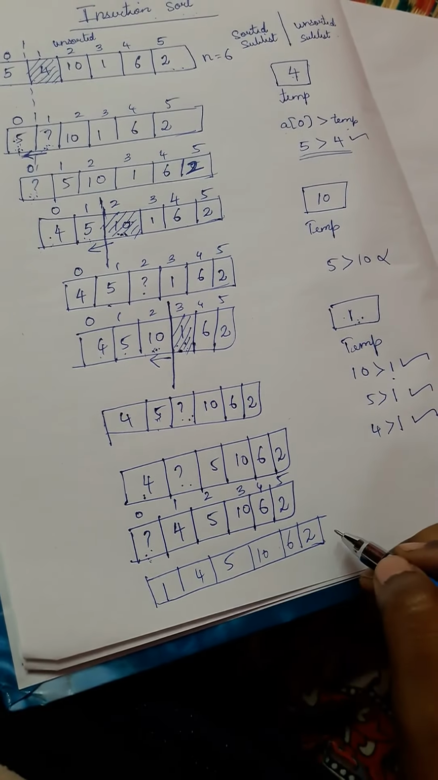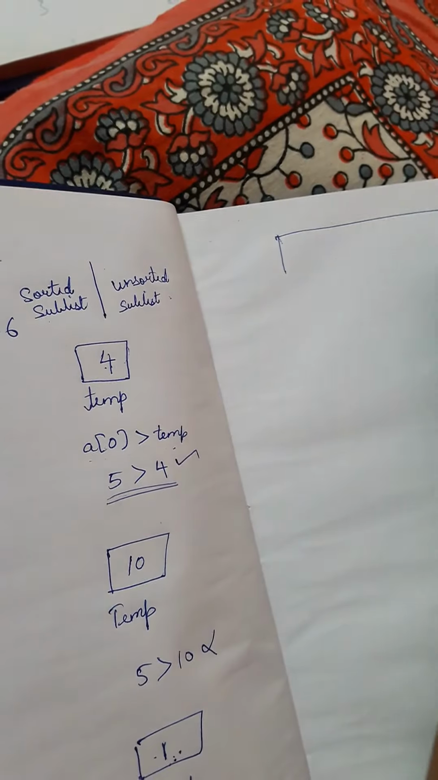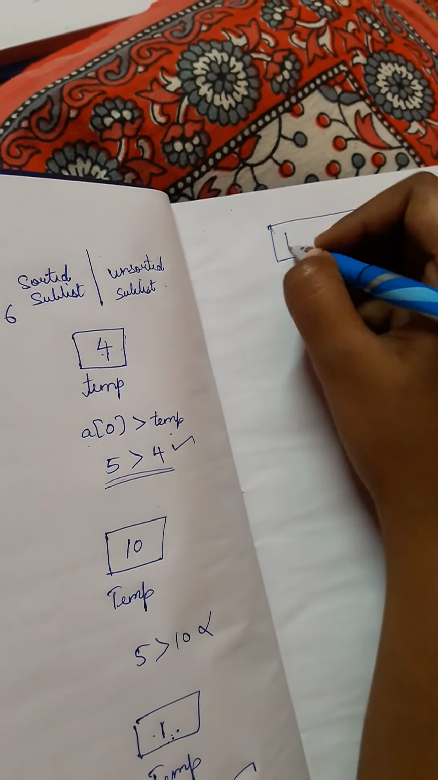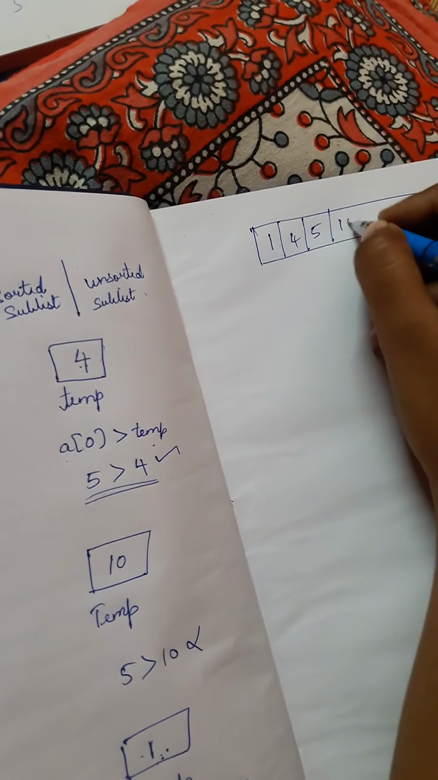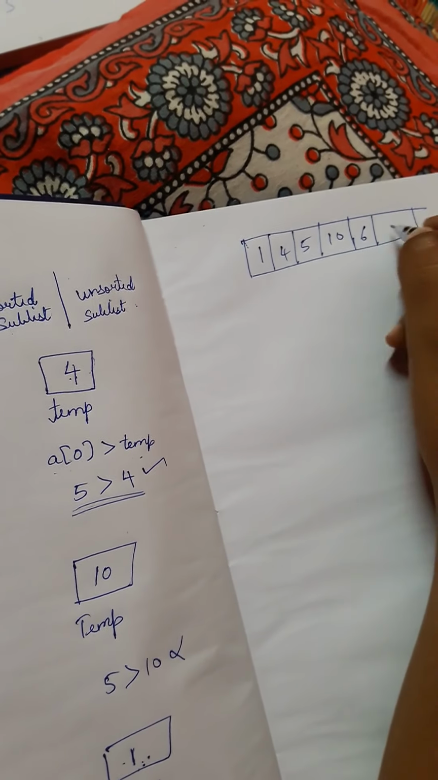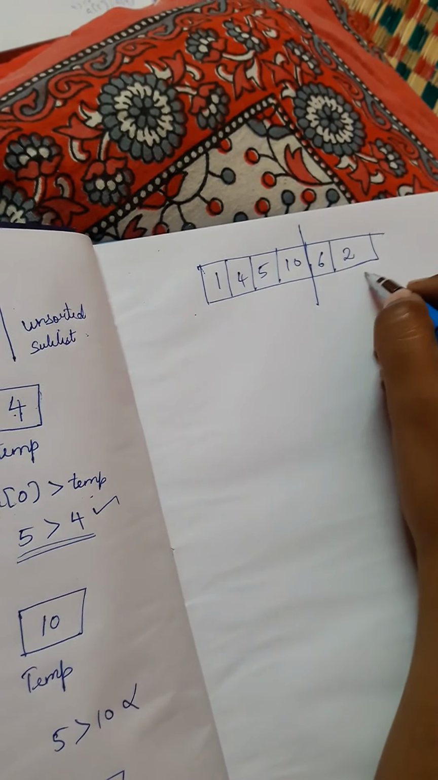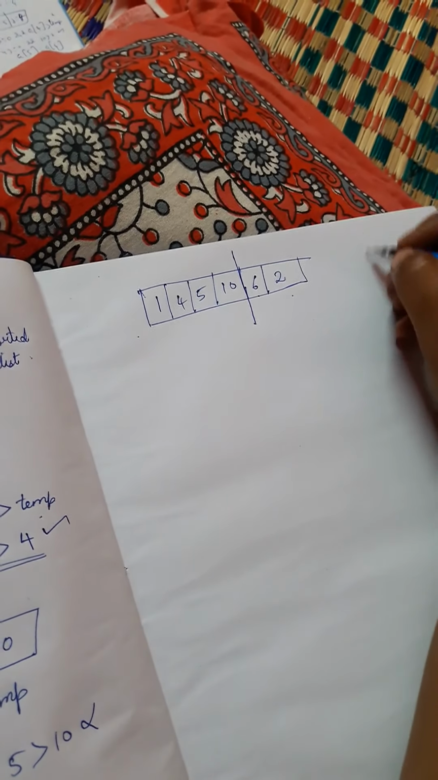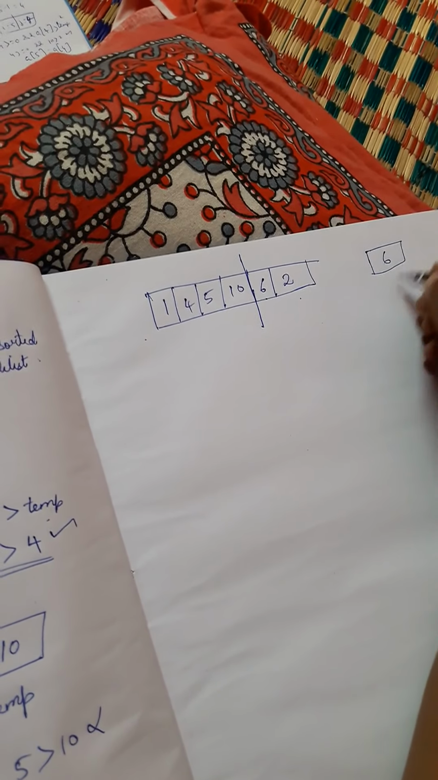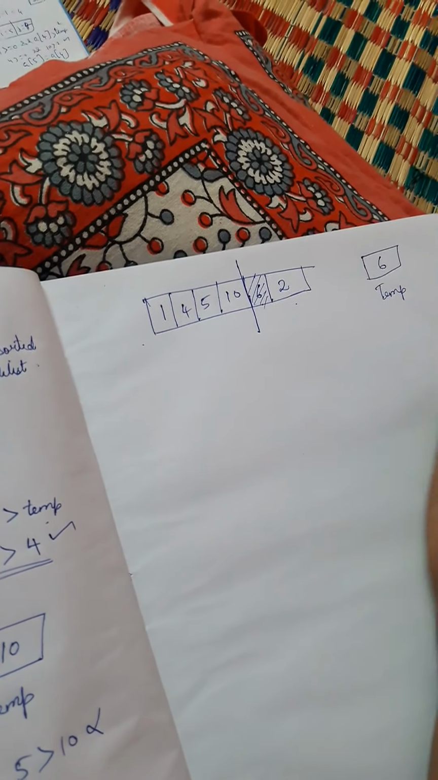Okay, so now see the array. Till this it is in sorted order. Okay, so I will draw this diagram again. So till this it is a sorted array and these 2 are the unsorted array. So now what value will I store in the temp? 6. So in temp I am going to store 6 and this is now empty.